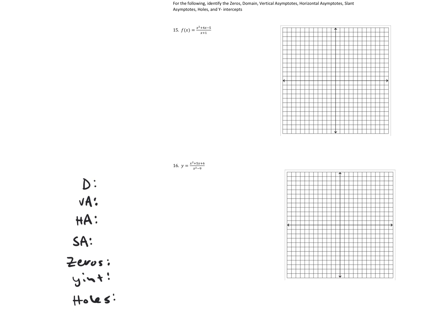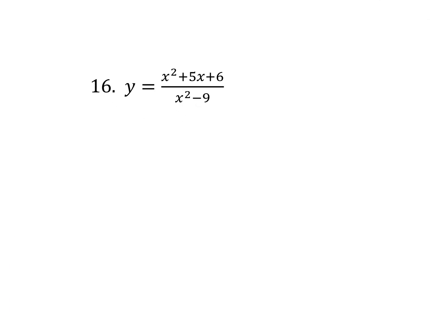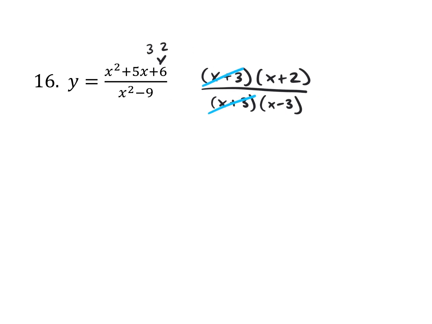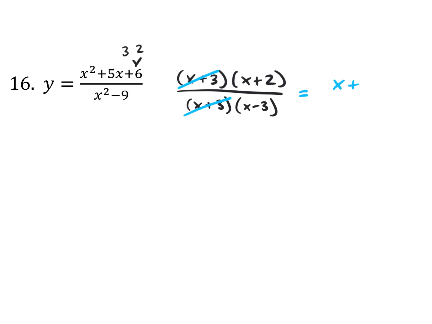So first thing we want to do is factor our numerator and denominator, see if we have any common factors. So factoring our numerator, what are 2 factors of 6 that add to 5? 3 and 2. So we've got x plus 3 and x plus 2 on top. What does the bottom factor into? X plus 3, x minus 3. So do we have any common factors? Yeah. X plus 3 would be a common factor. So we're going to cancel that out. So here we're left with x plus 2 over x minus 3.